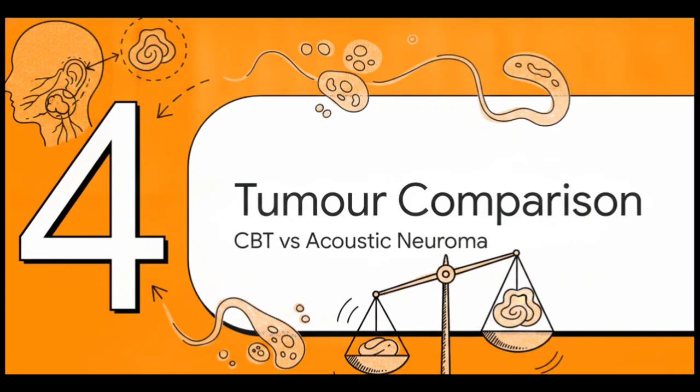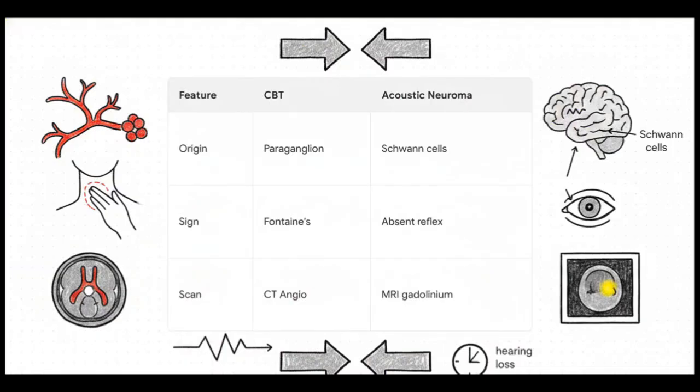Okay, Section 4, comparing the two tumors. It's time to put these two head-to-head and build that comparative framework in your mind. Take a look at this table. Origin-wise, you're looking at paraganglion cells at the carotid bifurcation for the CBT versus Schwann cells up in the CPA on cranial nerve 8 for the neuroma. Clinically, they're worlds apart. The classical symptom for the CBT is a painless pulsatile neck swelling, whereas the neuroma presents with progressive unilateral hearing loss.